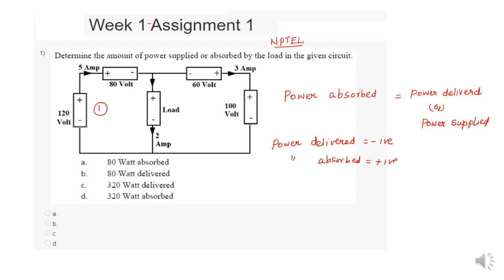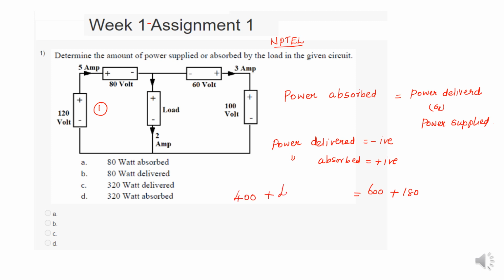Okay. Next, power absorbed. So this is the component number 1. For component number 1, is the power delivered or absorbed? It is power delivered. The current is 5 and voltage is 120, so 5 into 120, that is 600. Then is there any power delivered? Here also positive delivered. So 3 into 60, that is 180. Next, power absorbed: 5 into 80, that is 400.